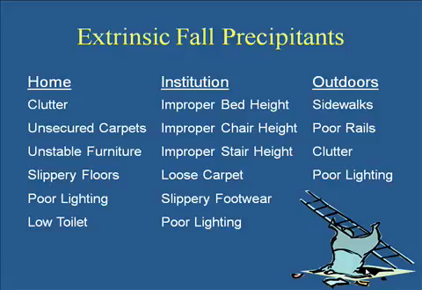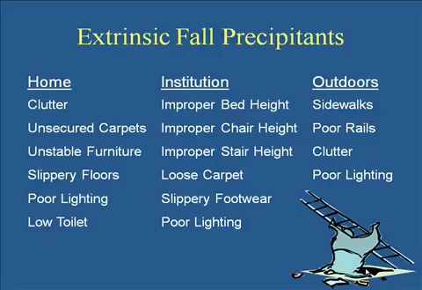In institutional settings, improper bed heights can predispose people to problems with falls. Improper chair and stair height, loose carpeting, again, poor lighting can play a role. And outdoors, sidewalks, uneven ground, a number of patients I see each year fall out in their backyard because of the unsteady ground on which they're maneuvering. Again, clutter and poor lighting can also play a role. The point of this slide is to help us think about the patient and their living environment in the broader context of interacting with that living environment.